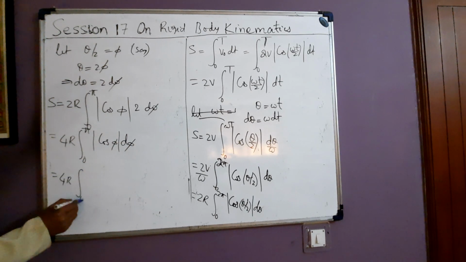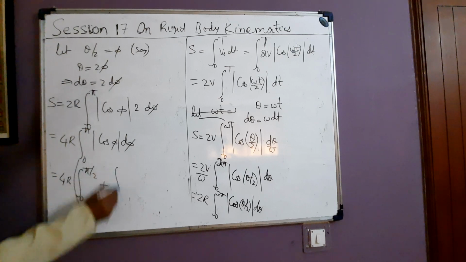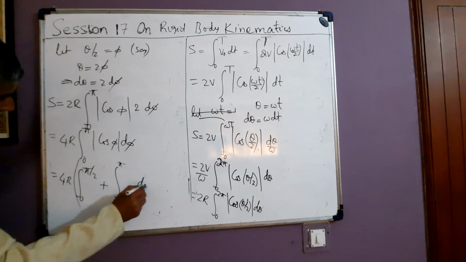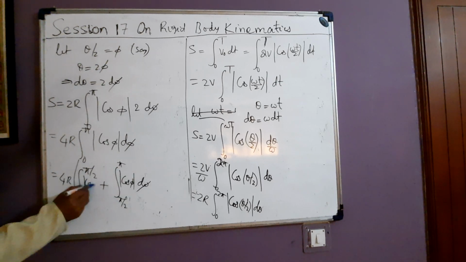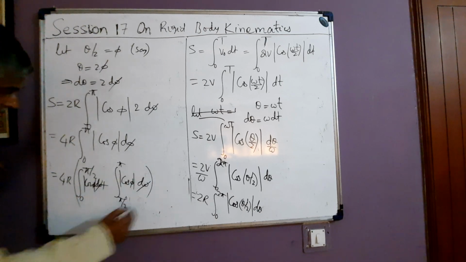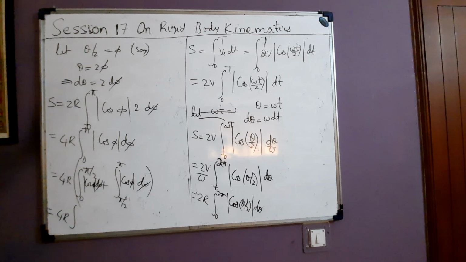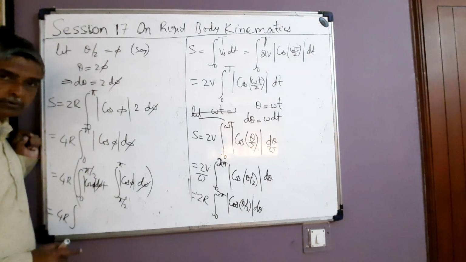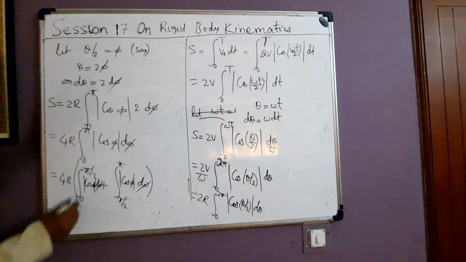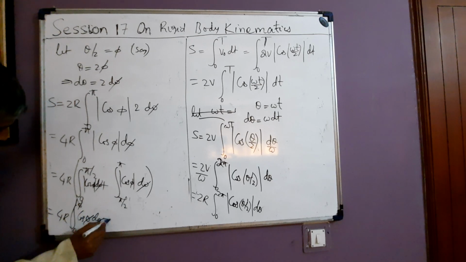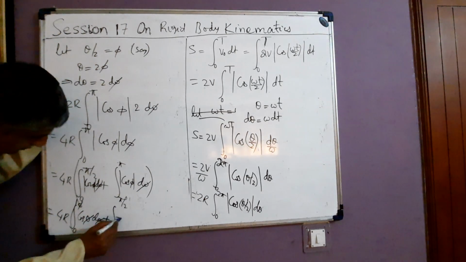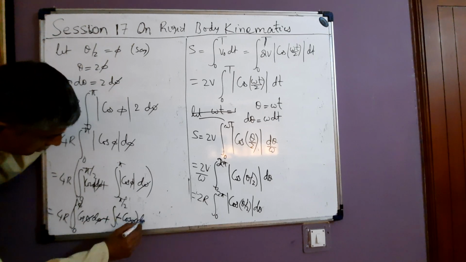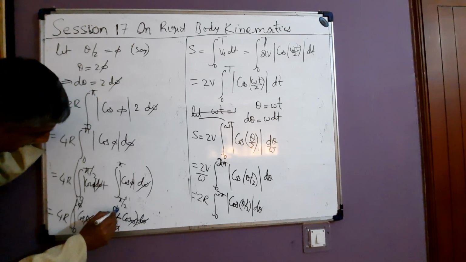Now I break this integral into two parts: 0 to pi by 2, and pi by 2 to pi, mod cos phi d phi. Alright. Now, in 0 to pi by 2, cos phi is positive, so mod cos phi is just cos phi. So I replace the modulus sign here. Cos phi d phi. From pi by 2 to pi, cos phi is negative. So mod cos phi will be written as minus cos phi. So this here is minus cos phi into d phi, pi by 2 to pi.